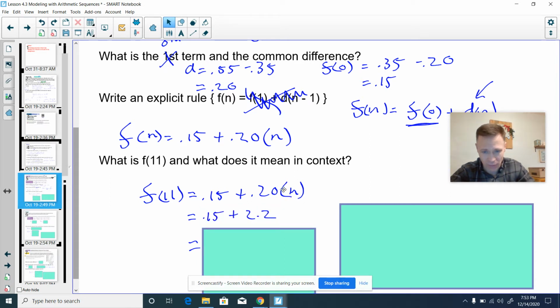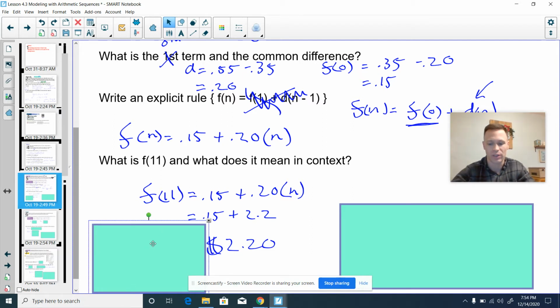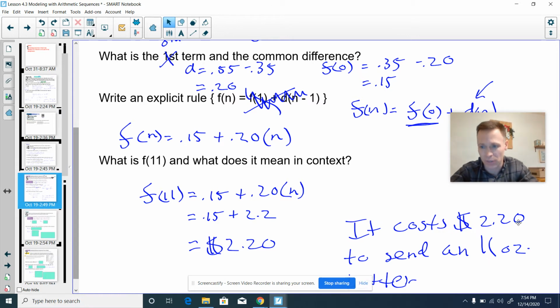11, that's 11, by the way. I know it looks like an N, but it's really a badly written 11. And then I end up with 0.15 plus 2.2. And my final answer is $2.20 here. And what does that mean in the context of the problem? Well, that means it cost me $2.20 to send an 11-ounce letter.